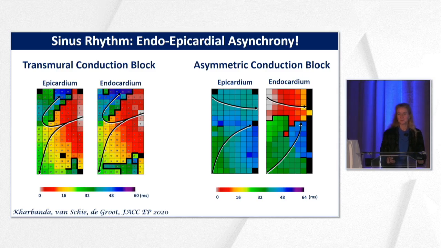But at the other part, you saw that there was a part of asynchronous activation, even during sinus rhythm. And that is what we also see here. On the left part of the slide, you see a transmural conduction block where the conduction line is across the endo and epicardium, and you see a similar pattern of activation. But in case of an asymmetrical conduction block, you see that the epicardium and endocardium are completely differently activated, and that gives the electrical asynchrony, and that is only during sinus rhythm.